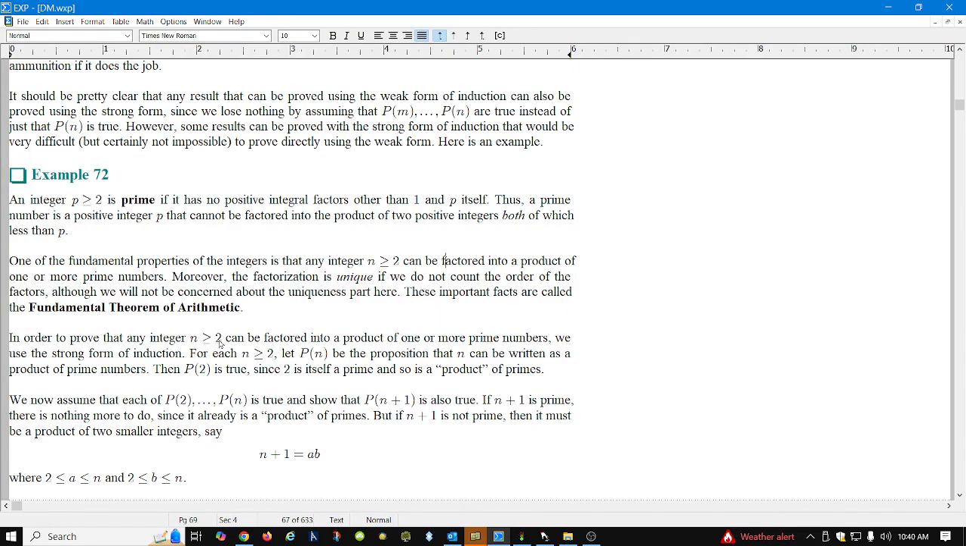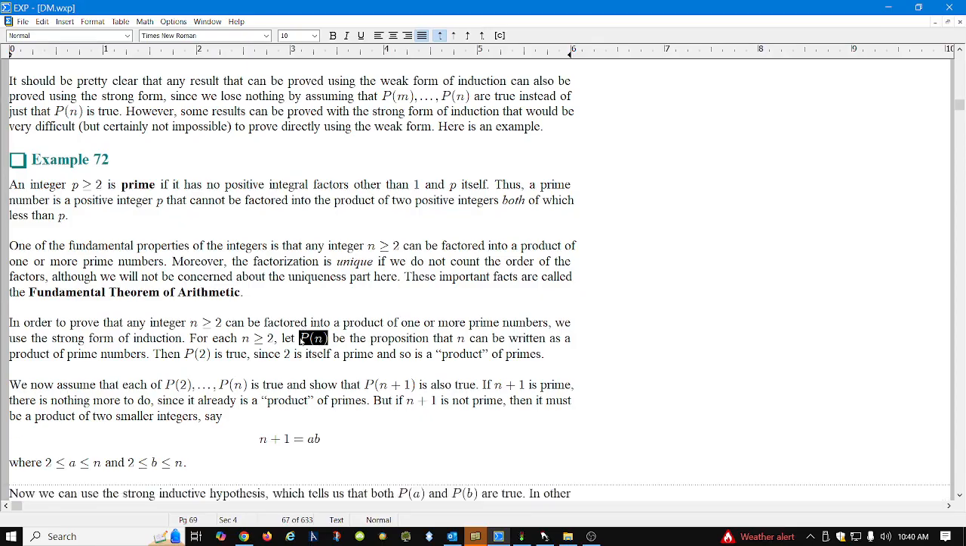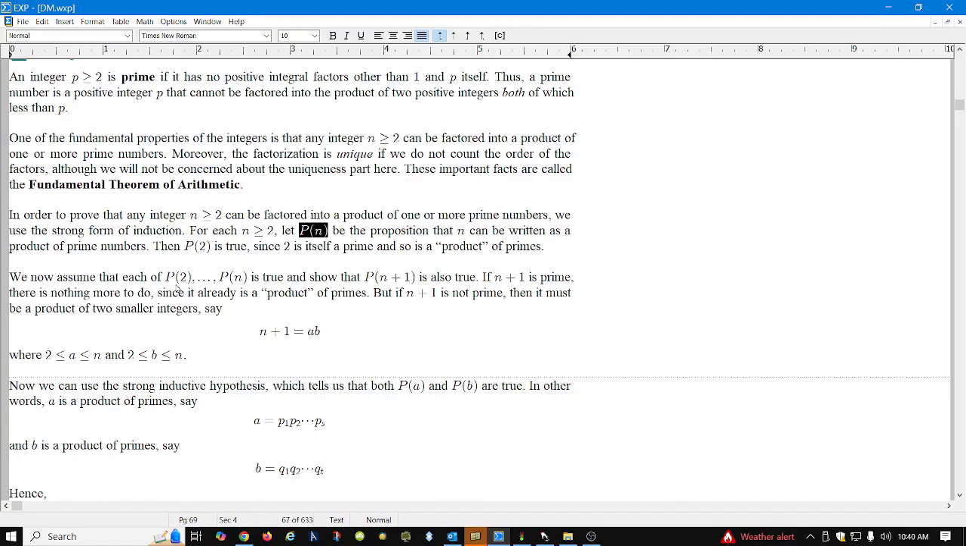In order to prove that any integer bigger than or equal to 2 can be factored into a product of one or more primes, we'll use induction, and we're going to need the strong form. And you'll see why in a minute. So we'll let P of n be that proposition, that any integer greater than or equal to 2 can be factored into primes. P of 2 is true because 2 itself is a prime, and that's, in a sense, a product of primes. Now we get to assume that P of 2 through P of n is true in order to prove that P of n plus 1 is true.